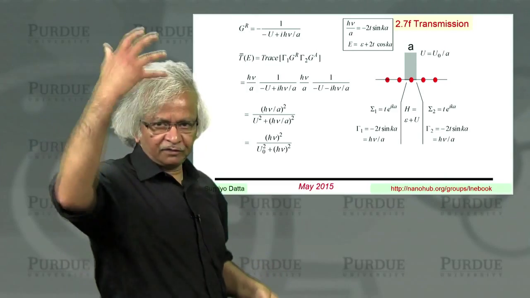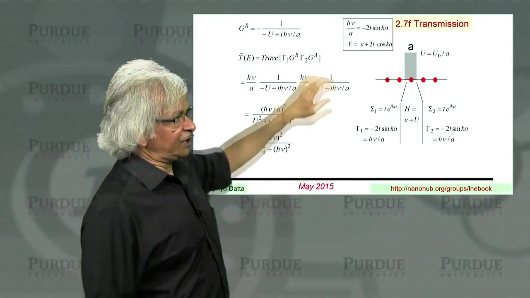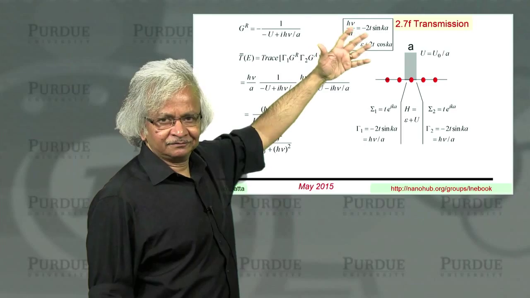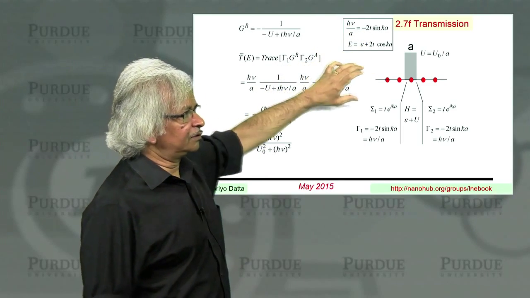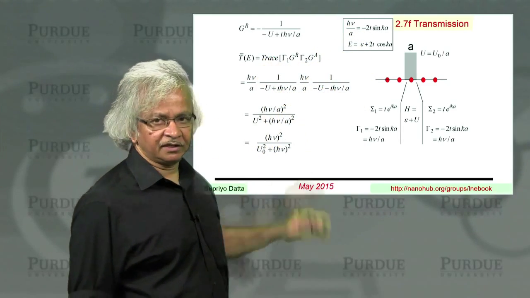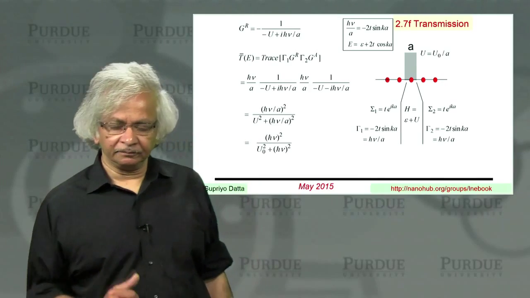But in general, if you had many channels in the wire, so if it was a two-dimensional wire, then you see that the number you calculate here could, in principle, even be bigger than 1.